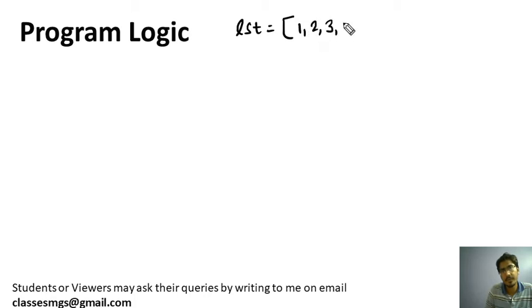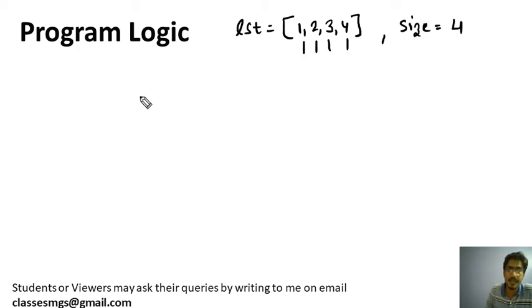1 2 3 4. Okay, and its size is given. Size you can calculate by counting this number: 1 2 3 4. 4 is the size of the list. Now, what I will do recursively is create a function that will first add the last element.